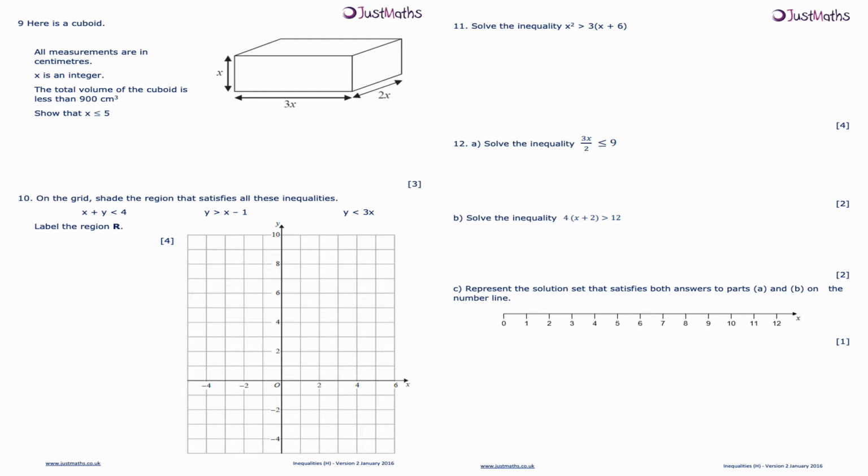Okay, this is question number 9. Here is a cuboid. All measurements are in centimeters. Okay, x is an integer. The total volume of this cuboid is less than 900 centimeters cubed. So that x is less than or equal to 5. Okay, so the volume of a cuboid is length times width times height. So it's going to be x times 3x times 2x. So I get 6x cubed.